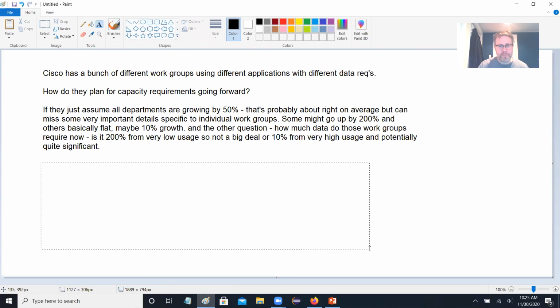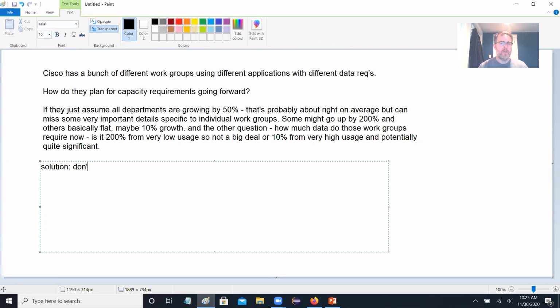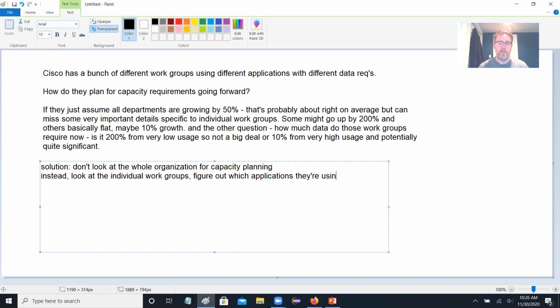Now, the way that the solution works, don't look at the whole organization for capacity planning. Instead, look at the individual work teams, work groups, figure out which applications they're using, and their planned growth in personnel, and that will tell you what you need, right?